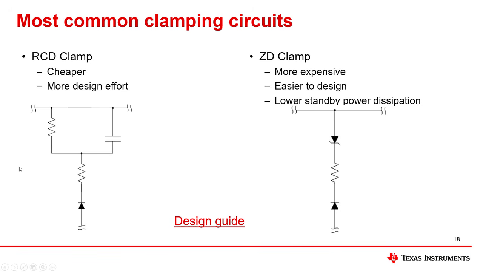In this slide, the two most common clamping circuits are shown. On the left side, the RCD clamp, like shown in the slide before. It is cheap, but needs more design effort. On the right side, you can see the ZD clamping circuit, using a Zener diode. This circuit is easier to design and has a lower standby power dissipation, but it is more expensive. A detailed design guide is available under the link.